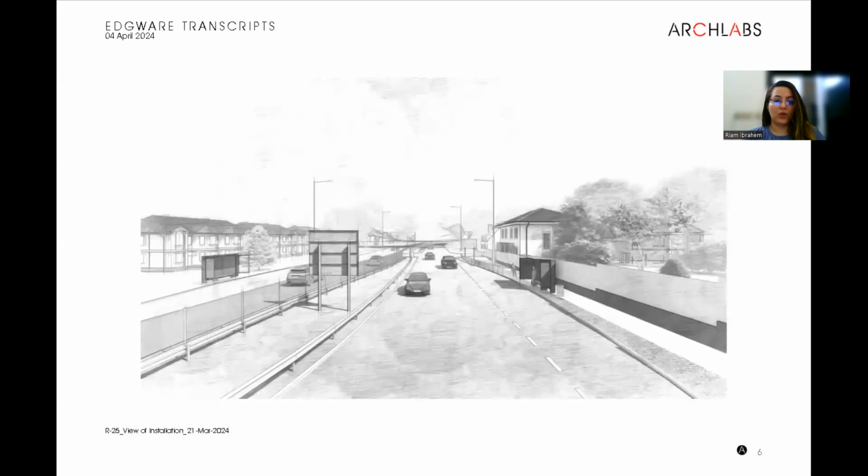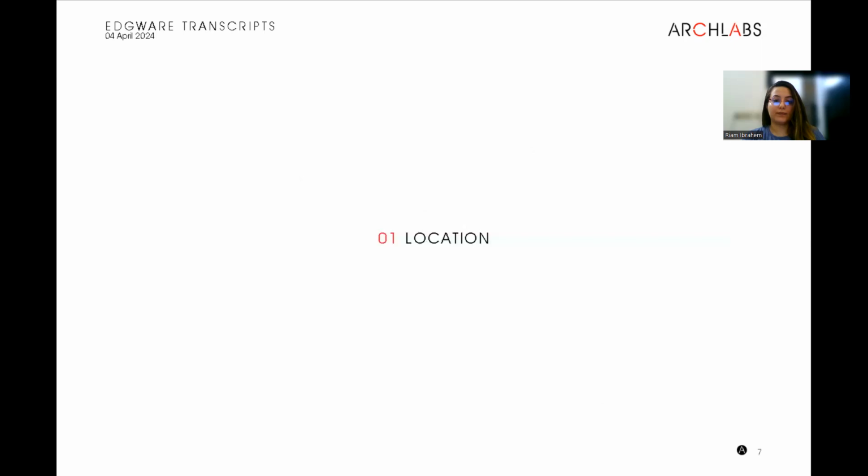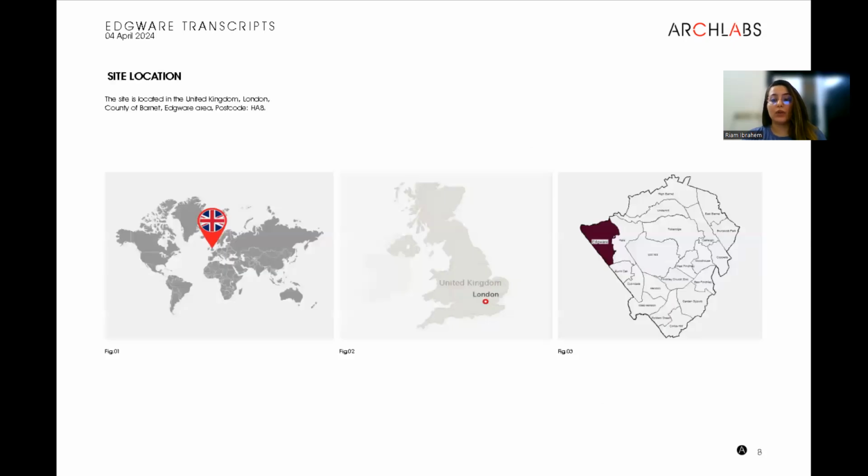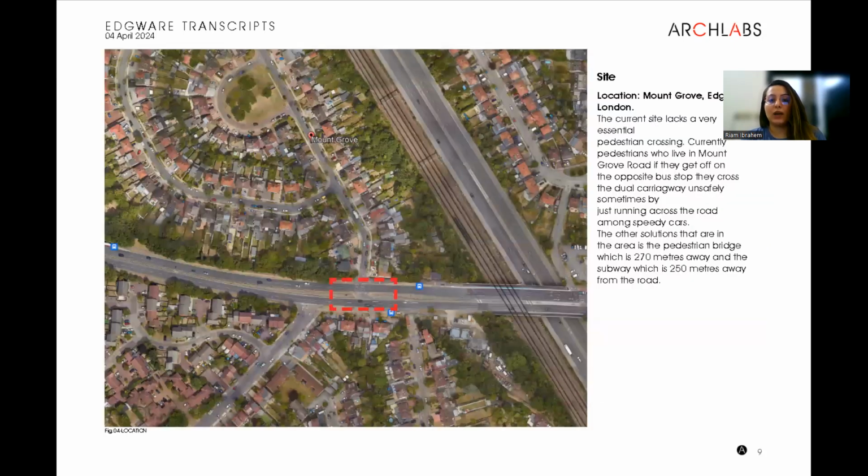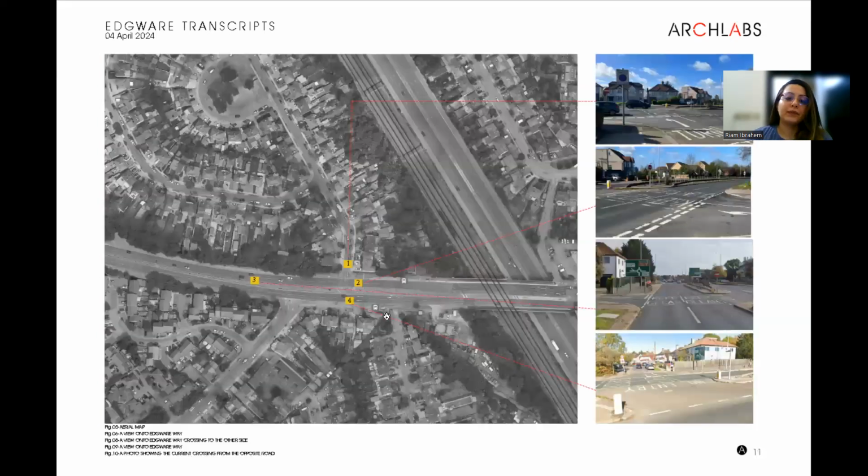So this is the view of the context, the site. As you know, the location is in the United Kingdom, in London, specifically in the Edgware area, in HA8, the first part of the postcode. And as you see here in this red dotted box, this is the location. It's a location of a crossing.